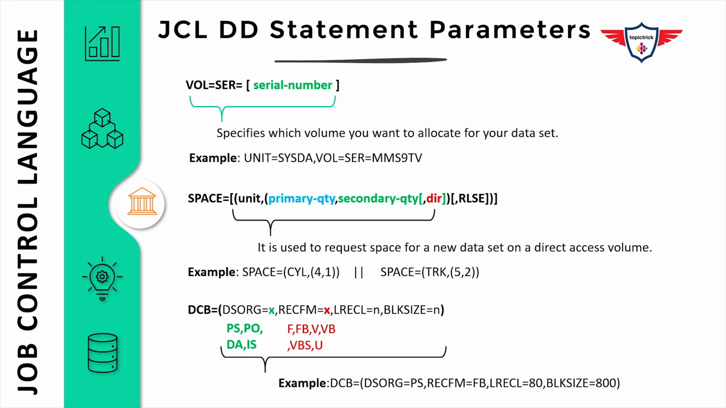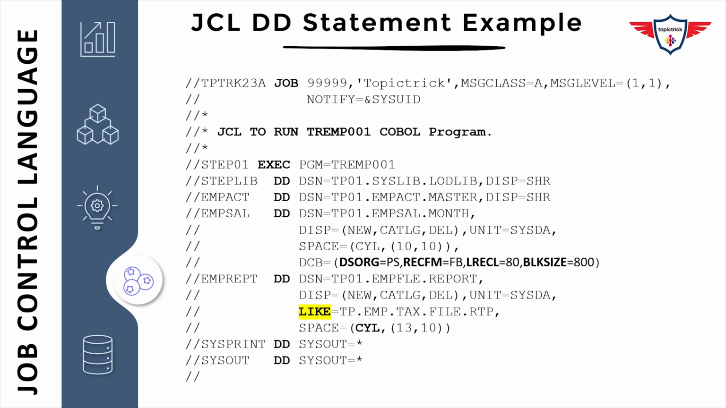The value of the logical record length subparameter is used to specify the length of the file record. Then you have block size, and again block size is used to specify the length of the file block. For fixed block, the block size is normally a multiple of logical record length. So in the below example I've used record format as fixed block, logical record length is 80 bytes and block size is 800.